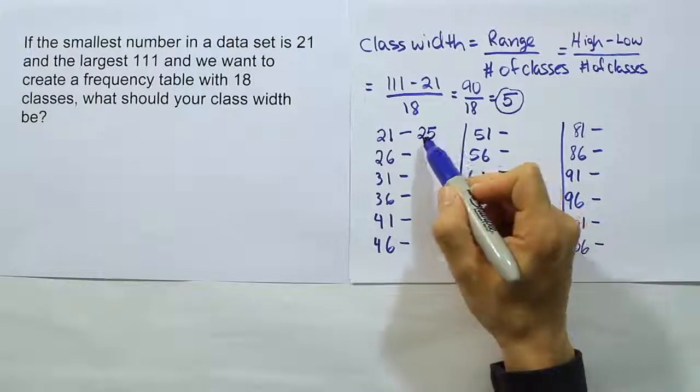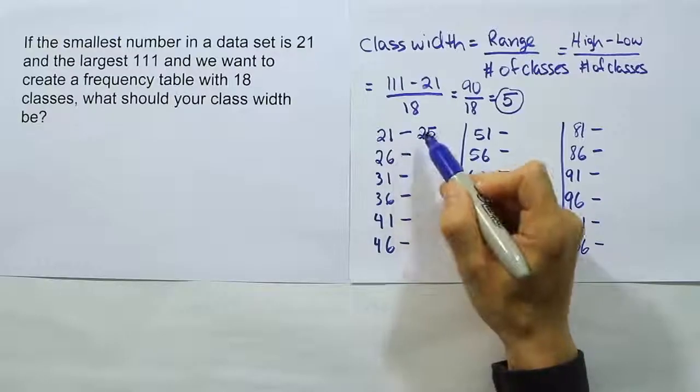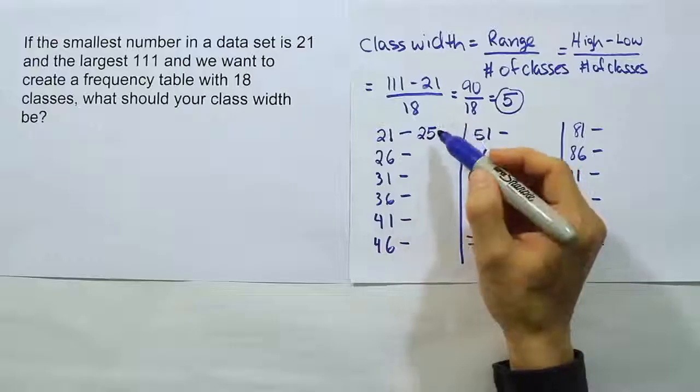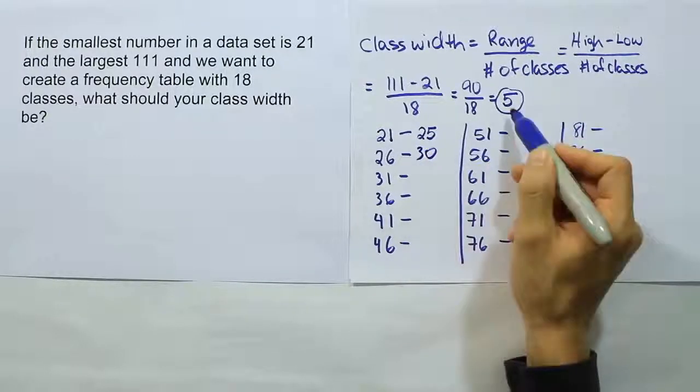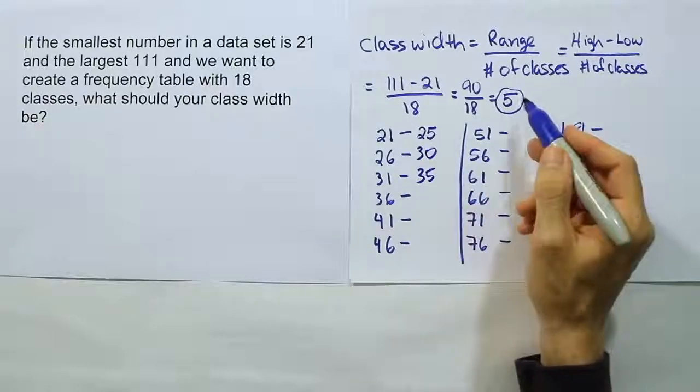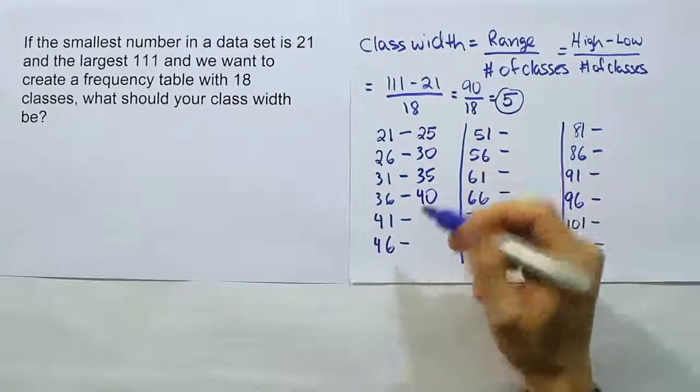And if we went further than that, if we went one higher to 26, we'd of course be overlapping these categories. So we have to stop at 25 here. And if that's 25, then we get the other side by just adding 5 to that. So the next one will be 30. You add 5 to that, you'll get 35. So we're just adding that width again over and over. Remember, that's the purpose of the width. It allows you to create these categories.